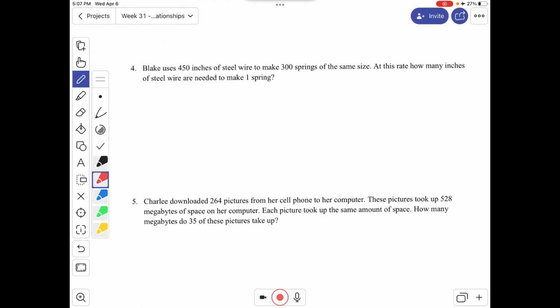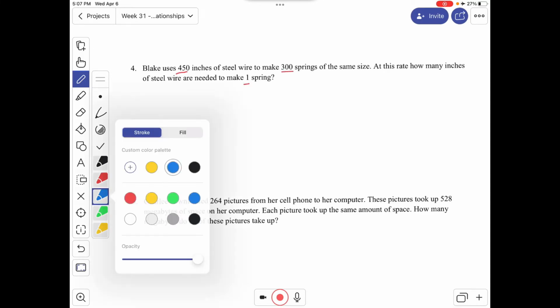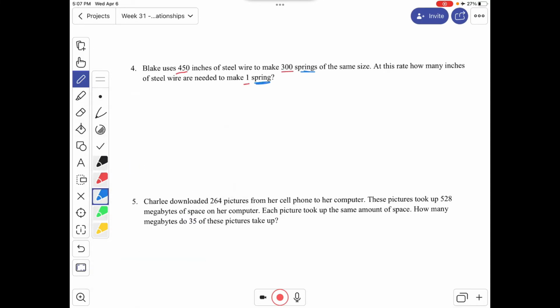Number 4, Blake uses 450 inches of steel wire to make 300 springs of the same size. At this rate, how many inches of steel wire are needed to make 1 spring? There's 3 numbers, and there's 2 descriptive words, inches and springs. So that's going to be a proportion. We're comparing inches and springs.